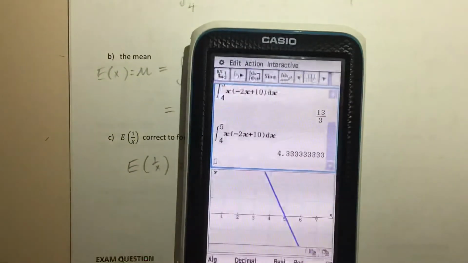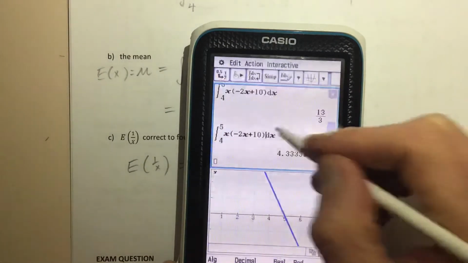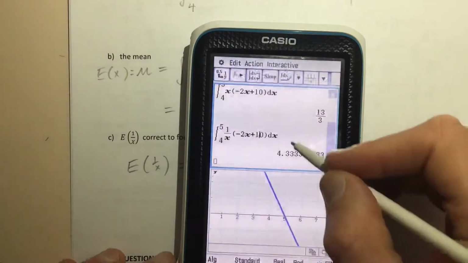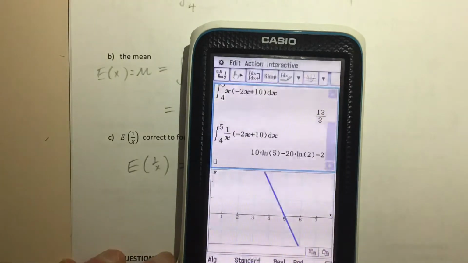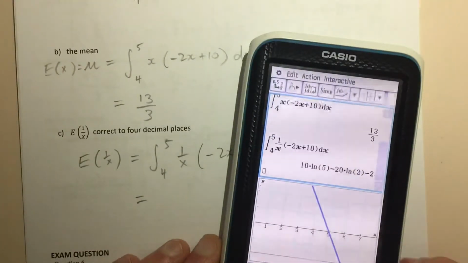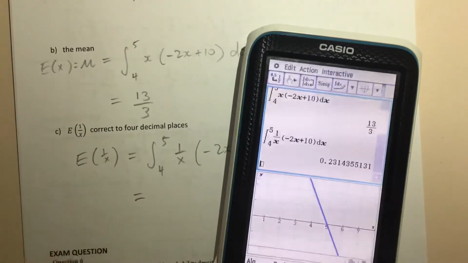So I'm just going to go back to the CAS again, be a bit lazy here. Rather than type it in all over again, I'm just going to change that x to a 1 over x. I'm going to go back into standard mode first. No, I'm not, because the question said 4 decimal places, and I've just remembered why, because that's not a nice looking answer. So to 4 decimal places, the expected value of 1 over x would be 0.2314.